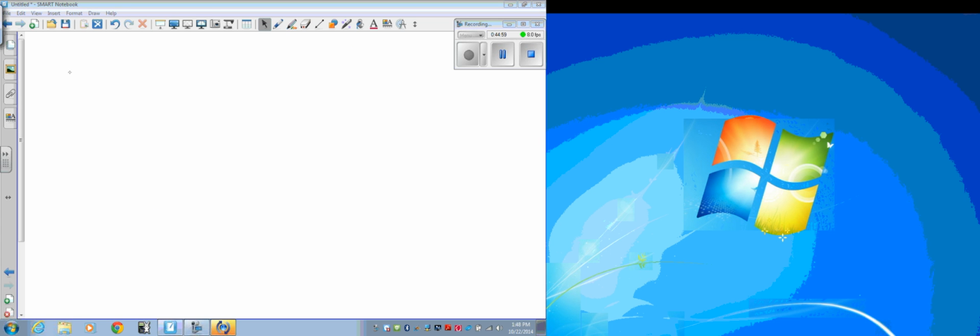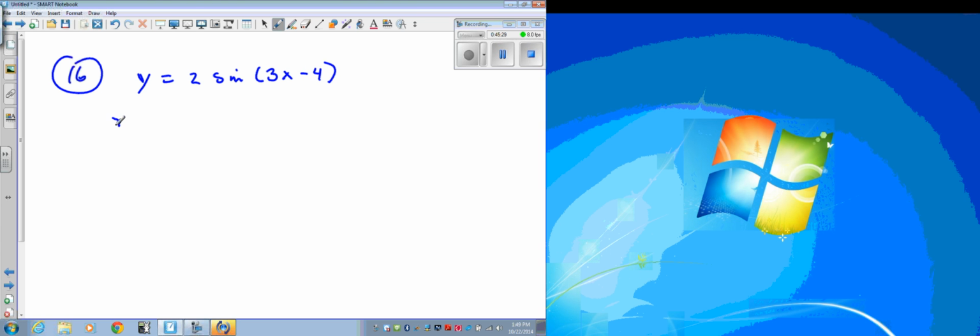I'll do 16. Now this is the way I'd lay things out. They want you to find the amplitude, the period, the phase shift, and I'm going to do the interval also. y equals 2 sine of 3x minus 4. Amplitude, period, interval, phase shift.